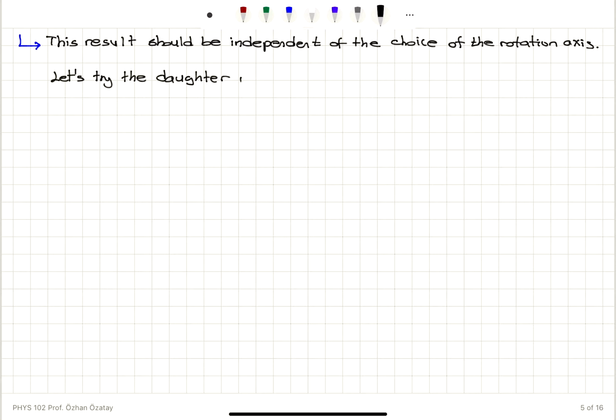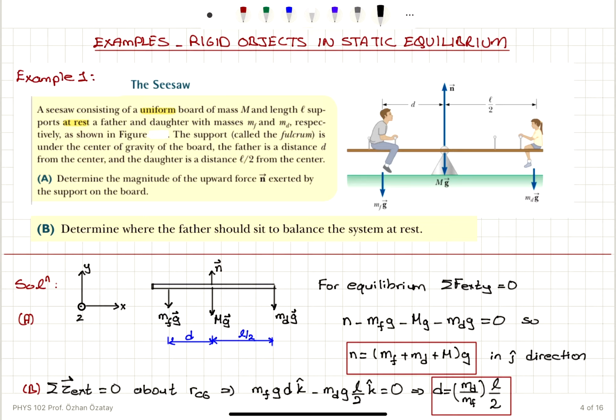The daughter position. Okay, so the reason I have chosen this as the rotation axis was because the two forces here do not contribute to the torque, and it makes my life easier in calculating the net effect. But if I choose the daughter's location, then the daughter's weight is basically pointing to the bottom at this location, so it won't have a torque effect at this point, but these three forces, normal force, mg and mf times g, will have a torque effect.